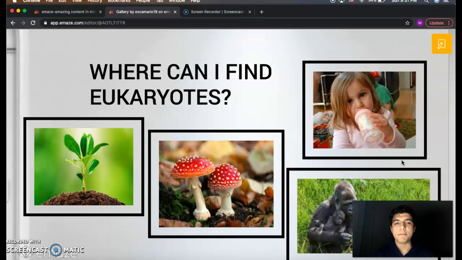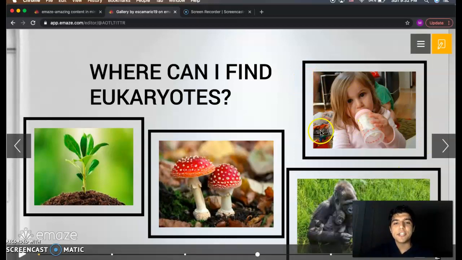Okay, I don't have a picture of a protist, but they also belong in the eukaryote category, just like us. Notice the diversity within the eukaryotes. Okay, even though our cells share a lot of characteristics, we're still very different.